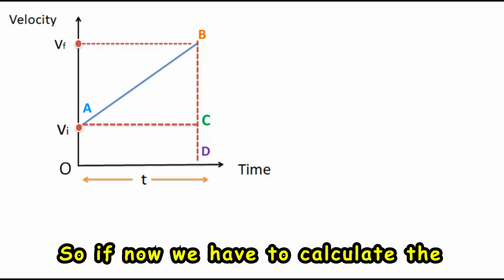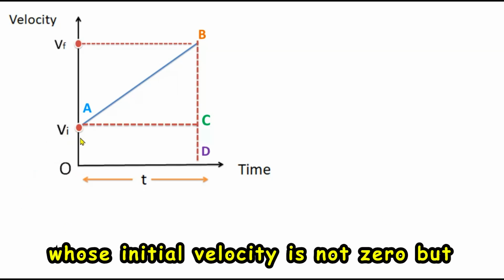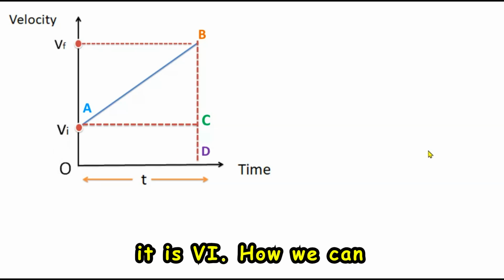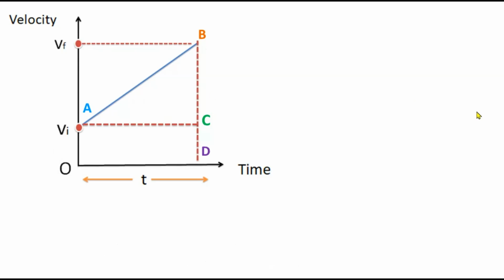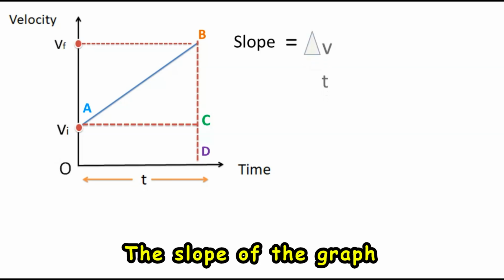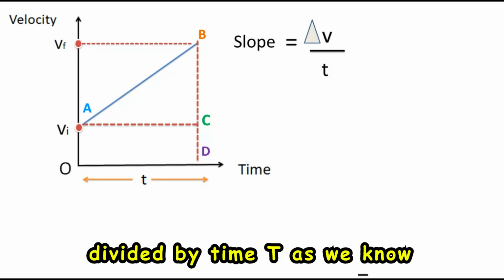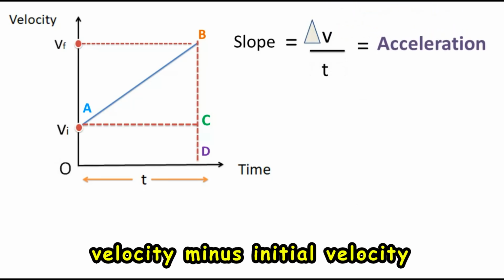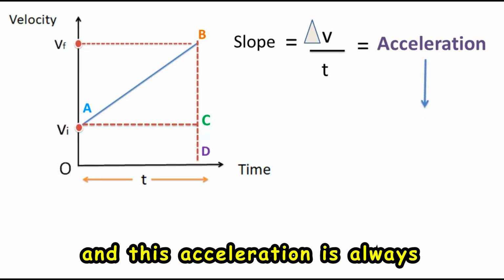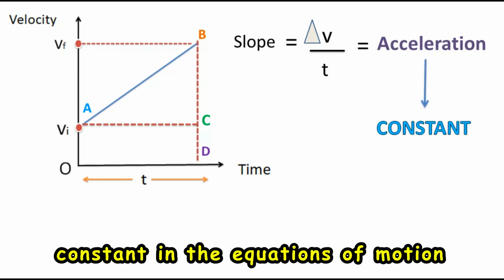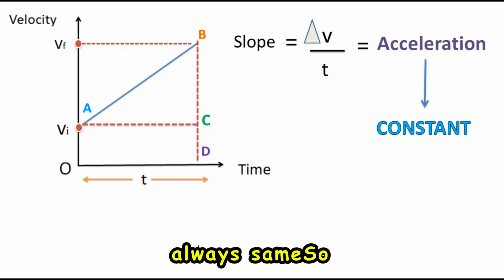So if now we have to calculate the slope of this graph, the graph whose initial velocity is not 0 but it is Vi, how can we calculate the slope? The slope of this graph is AB. The slope of the graph is equal to change in velocity divided by time t. As we know, the change in velocity is final velocity minus initial velocity, and it gives us acceleration. And this acceleration is always constant in the equations of motion. It's constant, it means that its value is always the same.